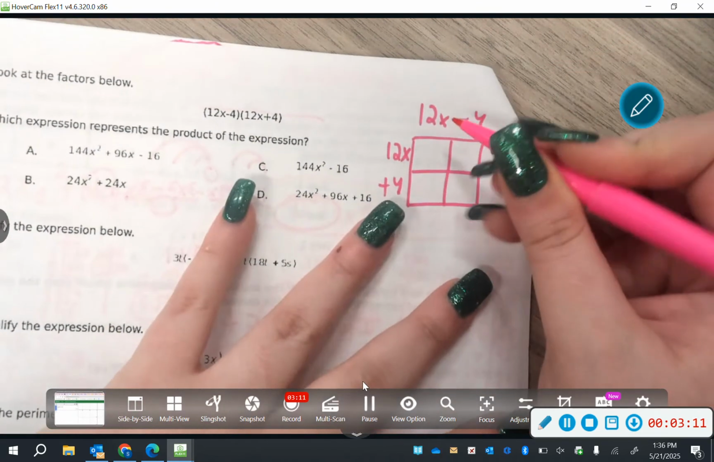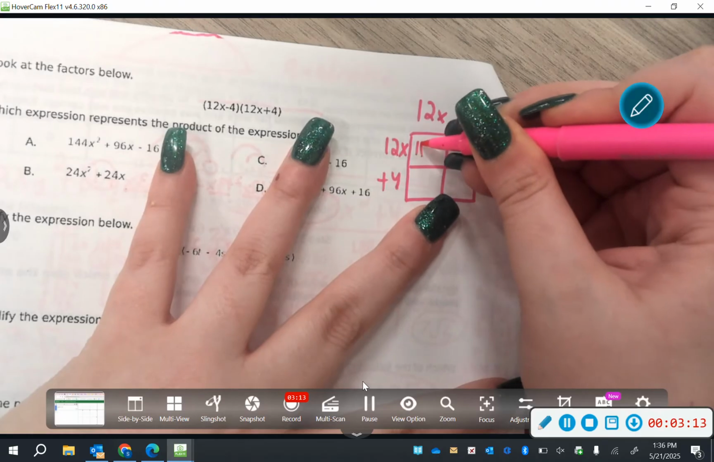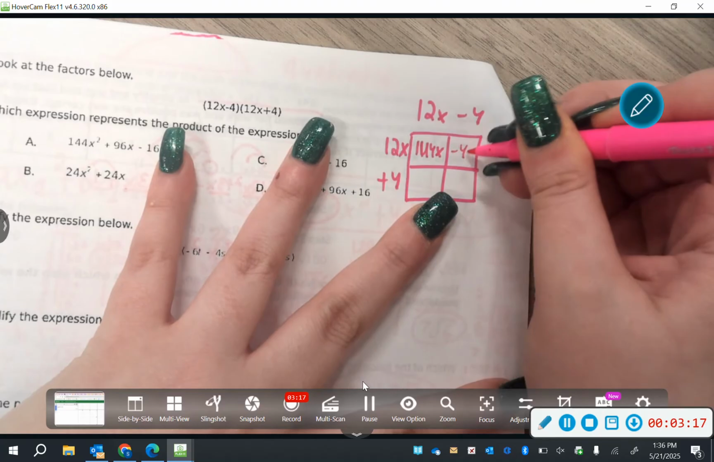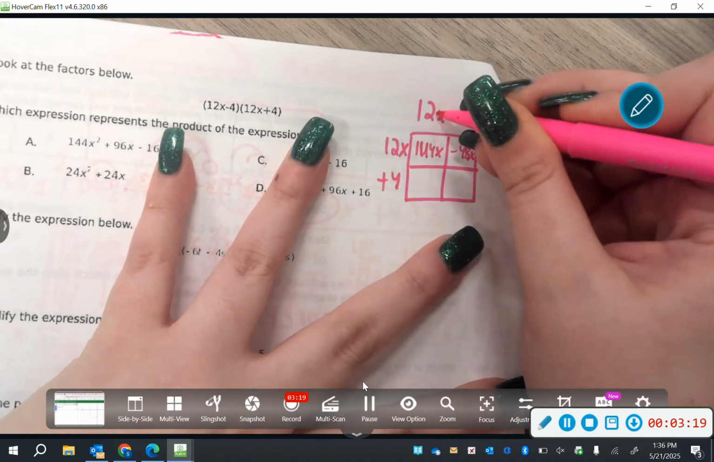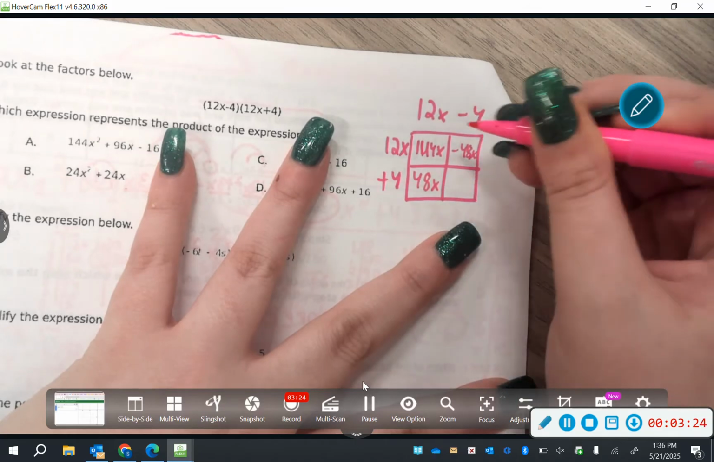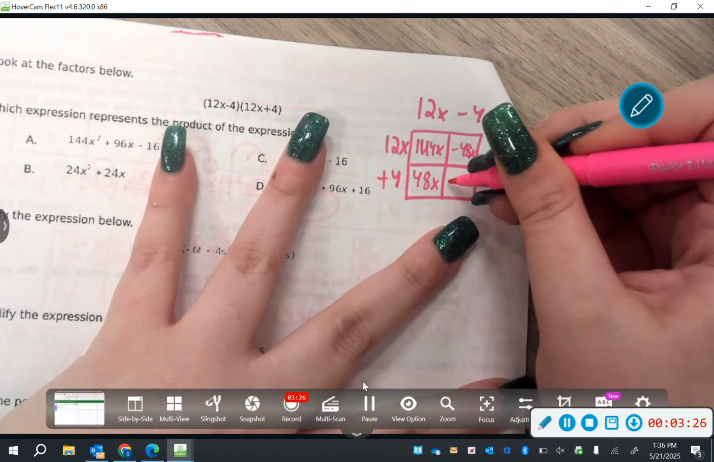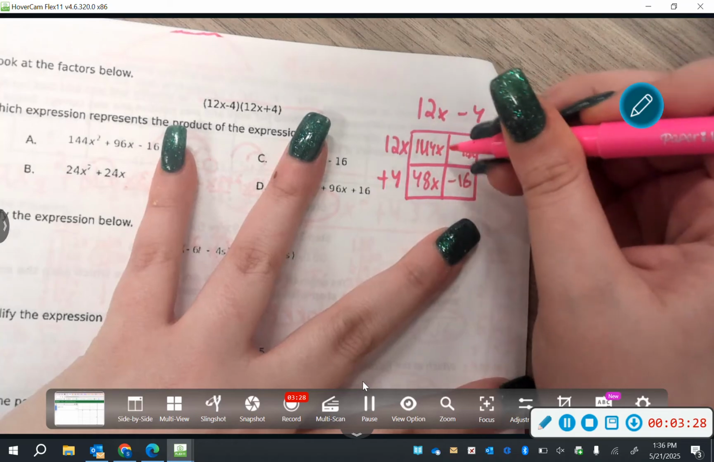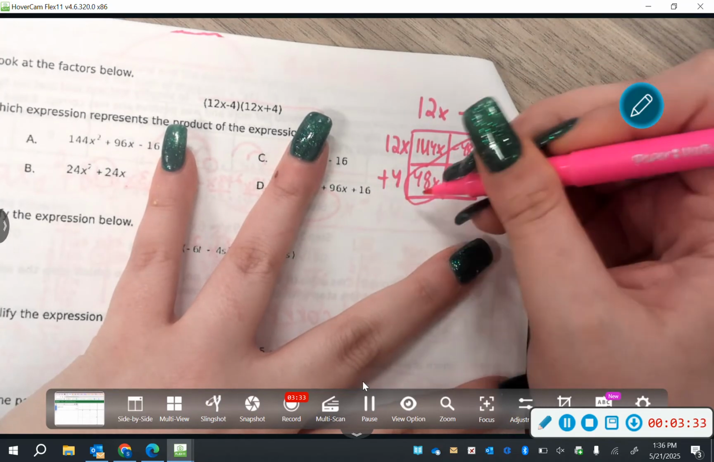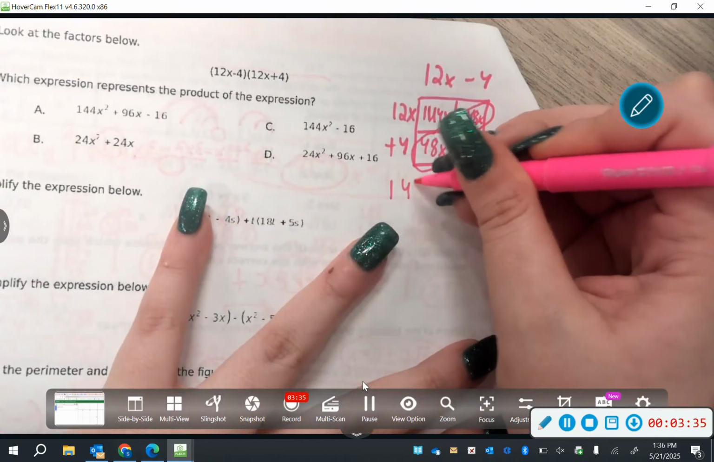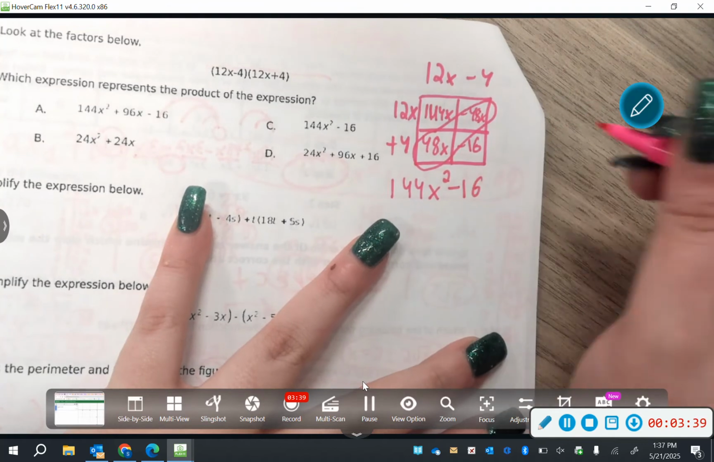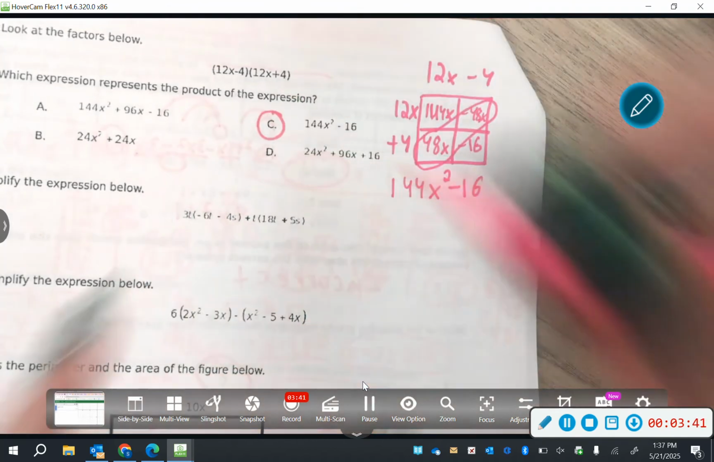Well, 12x times 12x is 144x squared. 12x times negative 4 is negative 48x. 12x times positive 4 is positive 48x. Positive 4 times negative 4 is negative 16. Combine my x's. Well, those two cancel each other out, so all we're left with is 144x squared minus 16. My answer is C.